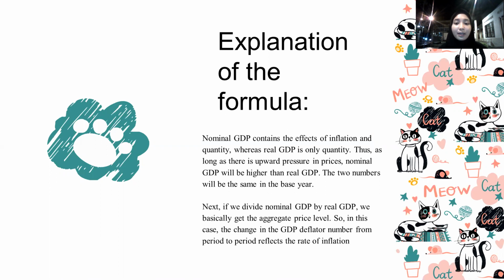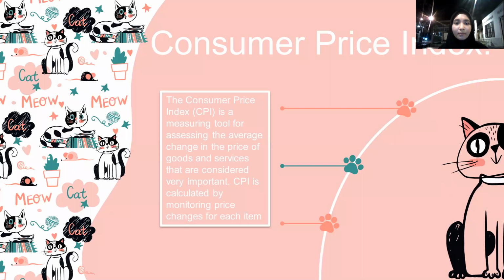Next, if we divide nominal GDP by real GDP, we basically get the aggregate price level. So, in this case, the change in the GDP deflator number from period to period reflects the rate of inflation. And the next material is consumer price index.